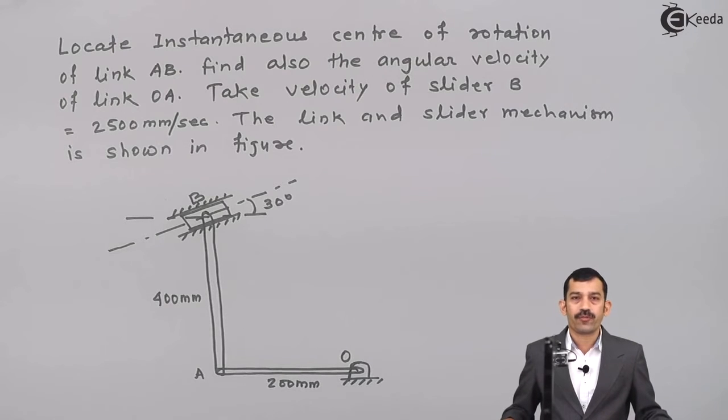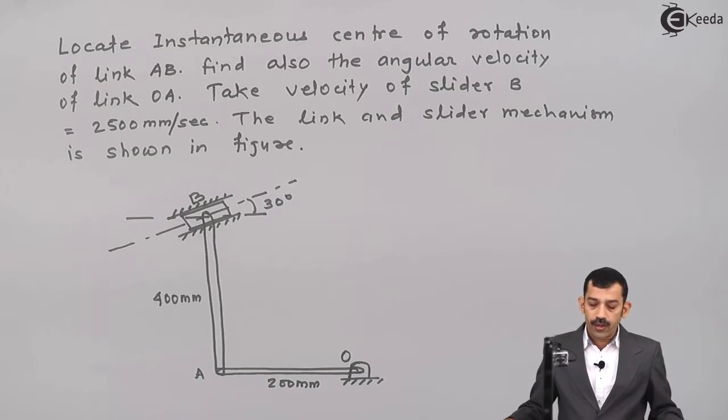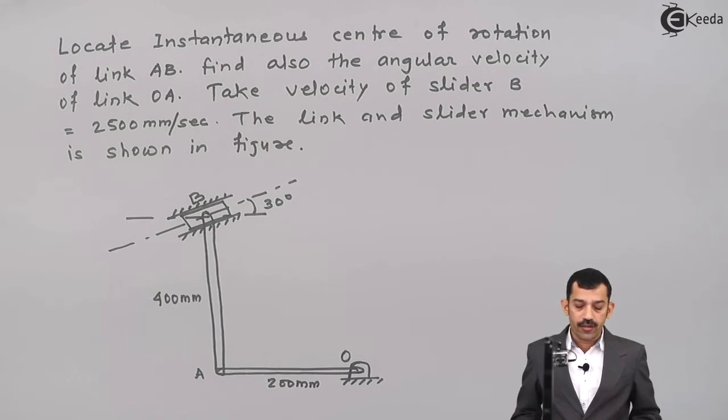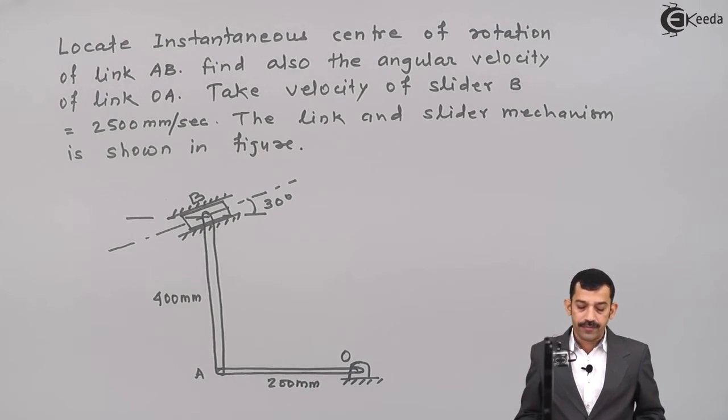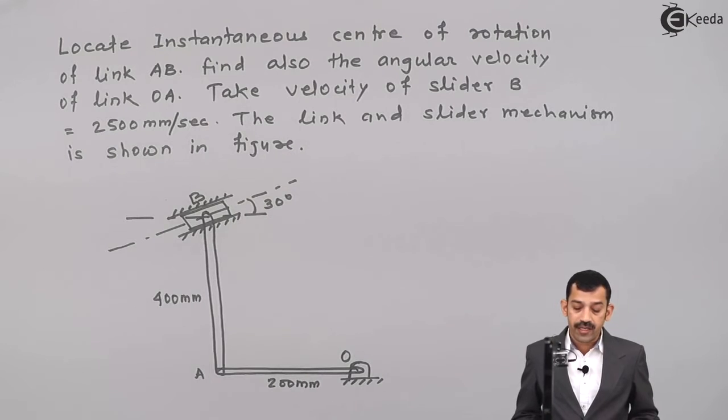Friends, we'll solve a problem on kinematics of rigid bodies. Let's see what is given in this problem. Locate the instantaneous center of rotation of link AB. Find also the angular velocity of link OA. Take the velocity of slider B equal to 2500 millimeters per second. The link and slider mechanism is shown in the figure.